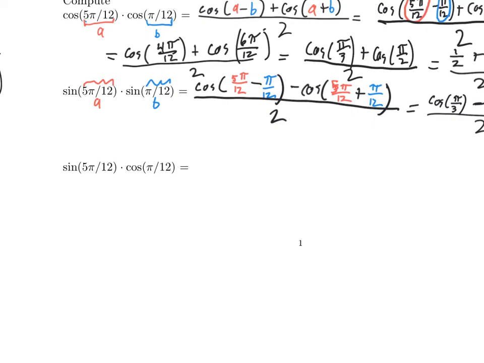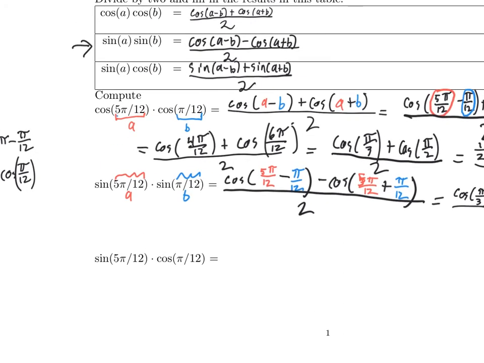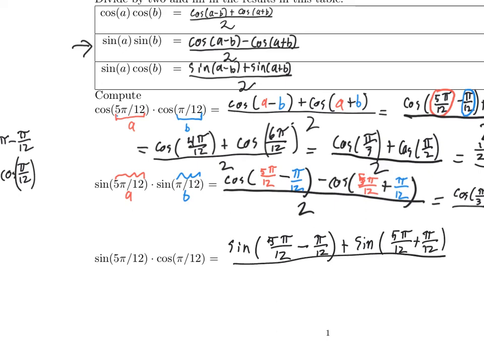Now let's do sine of 5 pi over 12 times the cosine of pi over 12. So this is a sine times a cosine. Here I see a sine times a cosine. Let's use that rule. So this should be the same thing as the sine of a minus b, so that'll be 5 pi over 12 minus pi over 12, plus the sine of a plus b, 5 pi over 12 plus pi over 12, all over 2.